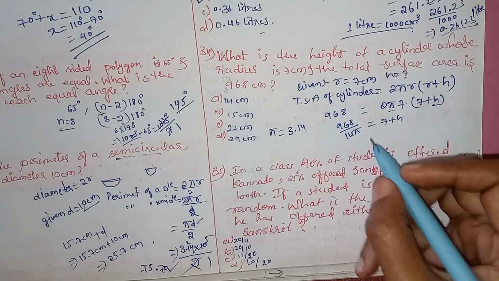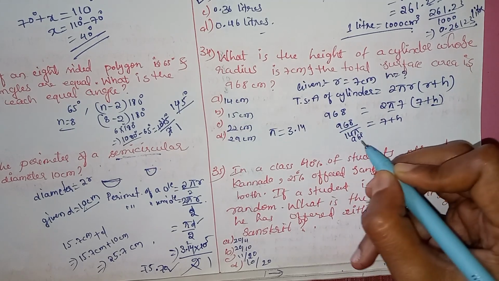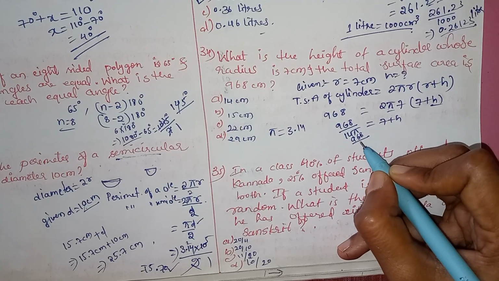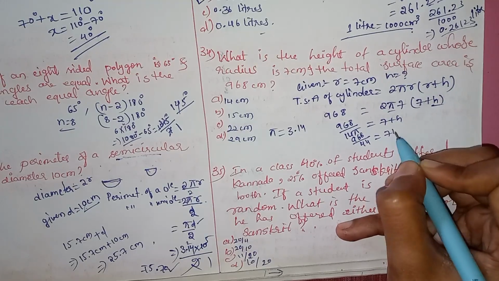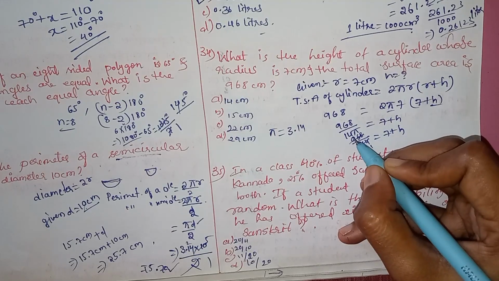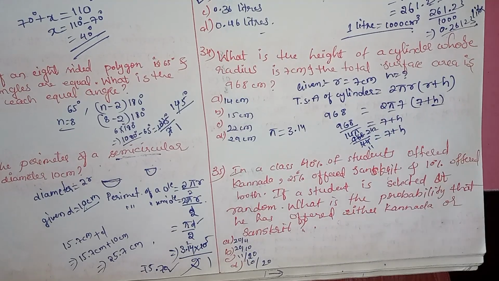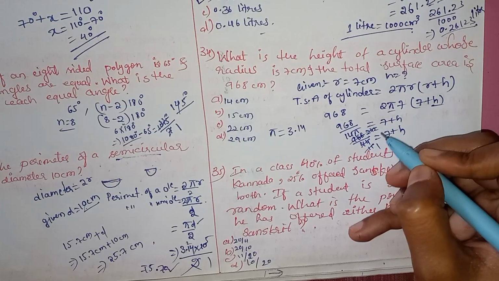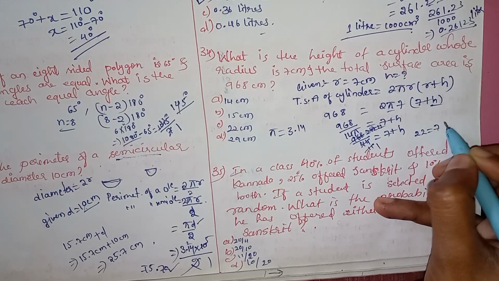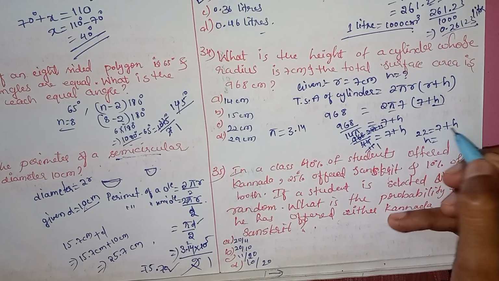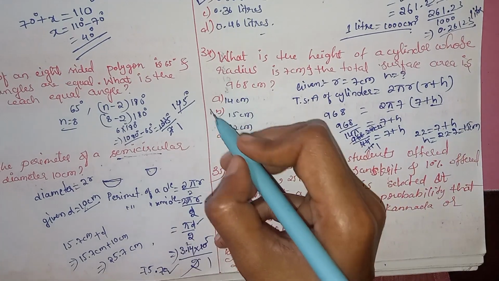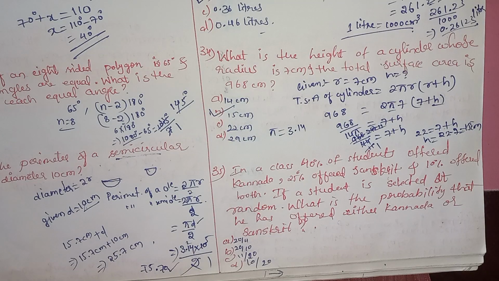When we multiply, what are we getting? 968 over 14 into 3.14. If we substitute the pi value, what we shall get is 44. You can do the solution yourself. Do the cancellation: 4 11s are 44, 4 4s are 16, 4 to the 8. Again with 11 you can do 11 1s are 11, 11 2s are 22. So 22 is equal to 7 plus h. So height is equal to how much? 22 minus 7 is equal to 15. 15 centimeter. Where is the answer? Option B is going to be the answer of this question.